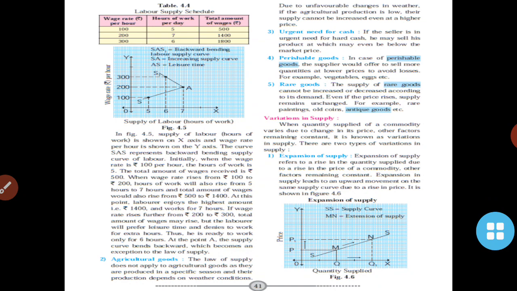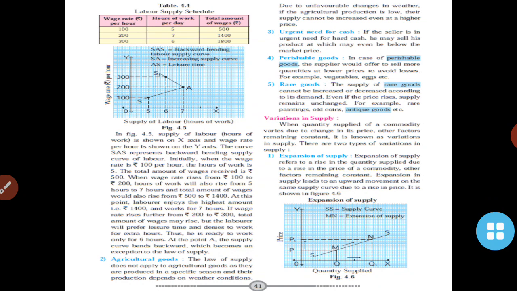The law of supply does not apply to agricultural goods, as they are produced in a specific season and their production depends on the weather condition. Due to unfavorable changes in the weather, if the agricultural production is low, their supply cannot be increased even at a higher price. As I discussed, I have given the example of onion, where the production is not happening.